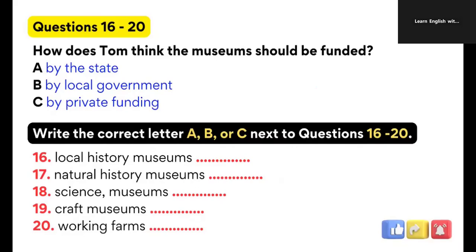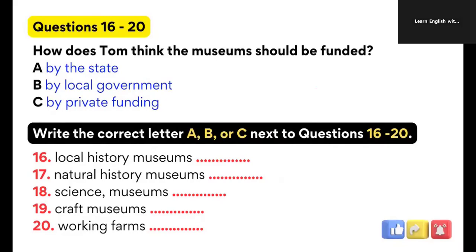I'm not so sure, but I do think a sort of museum which should not get public funds is the craft museum. Yes, like museums of cotton weaving. Yeah, which are of interest to only a very small number of people, and they should pay for it.